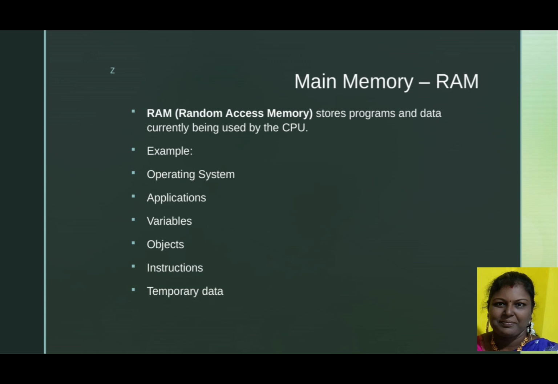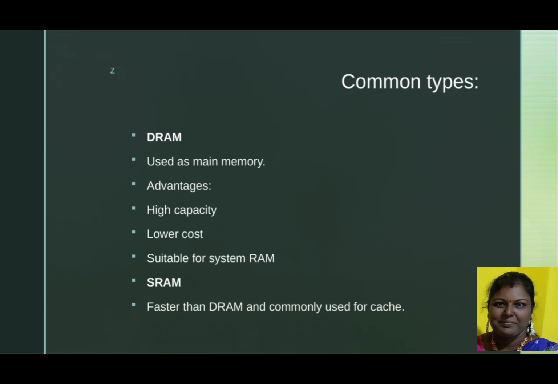Let's talk about two key types of memory, DRAM and SRAM. DRAM is what we usually use for main memory. It offers high capacity at a lower cost, making it ideal for system RAM. On the other hand, SRAM is faster than DRAM and is typically used for cache memory, where speed really matters. Both have their roles, balancing cost, speed, and capacity to keep our systems running smoothly.